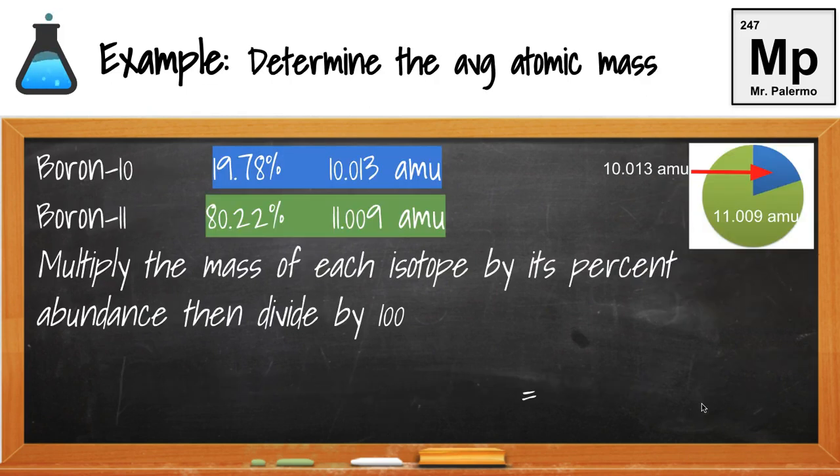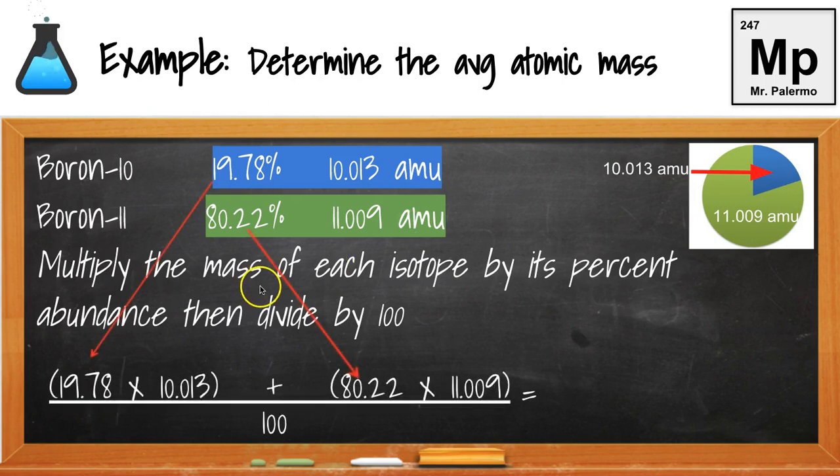So let's see an example applied to our average atomic mass. So if I have two isotopes of boron, boron 10 and boron 11, the percentages that I have in a sample of boron are 19.78% have a mass of 10.013 AMU, meaning atomic mass unit, and about 80% or 80.22% of the isotopes have a mass of 11.009. So how do we get the weighted average?